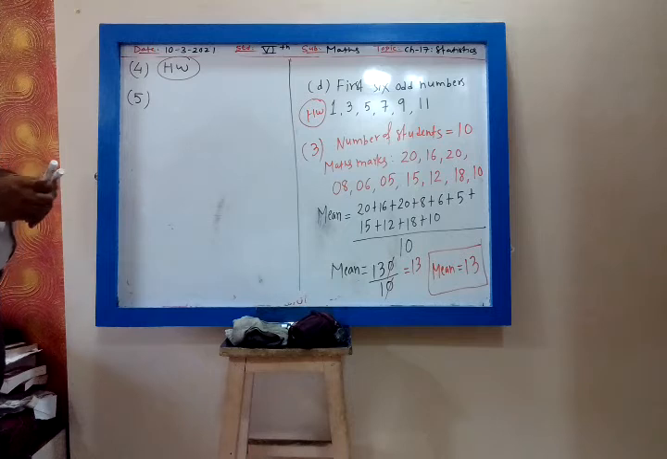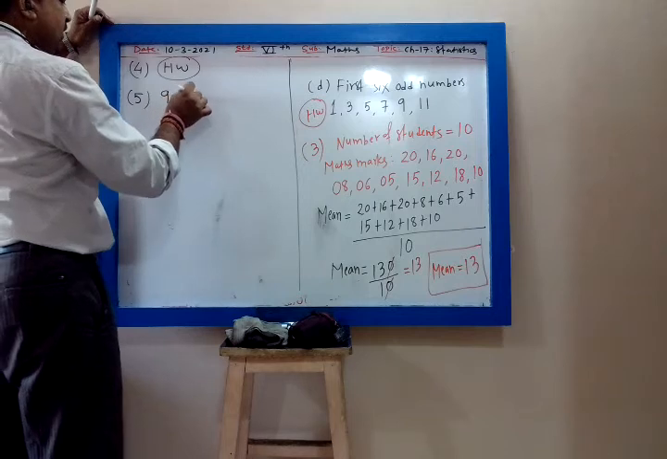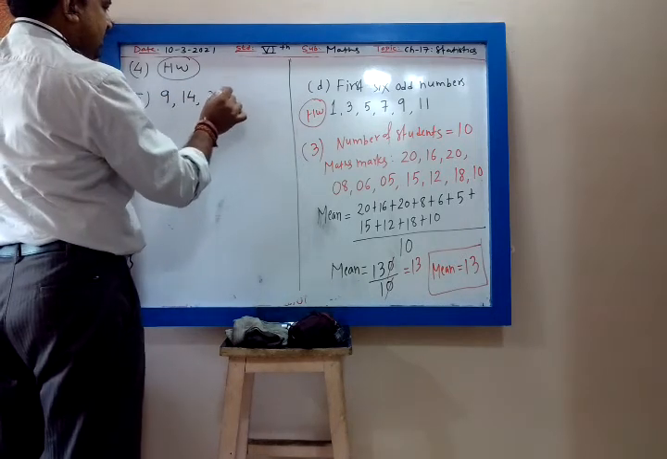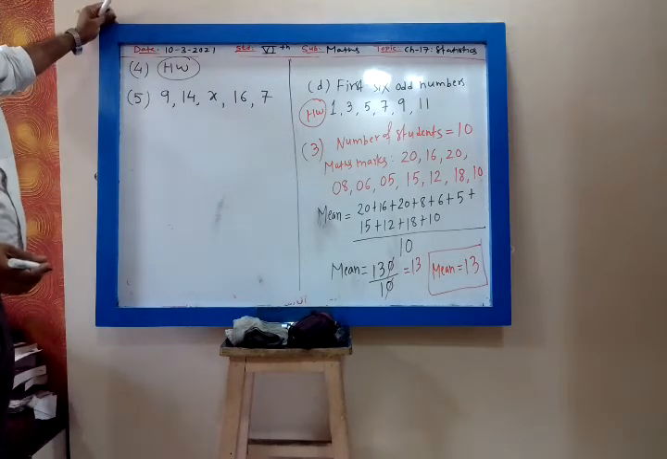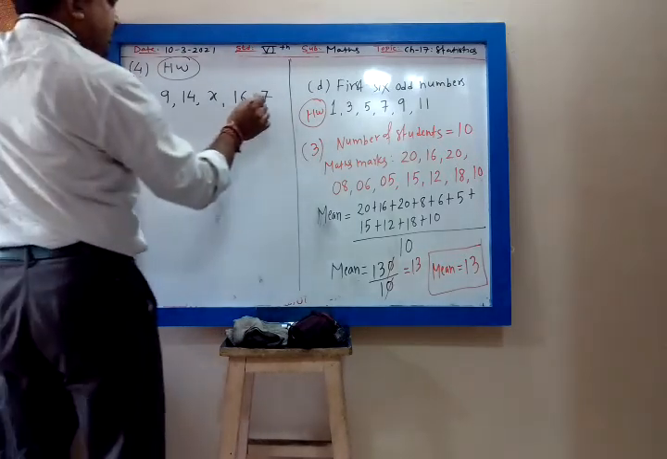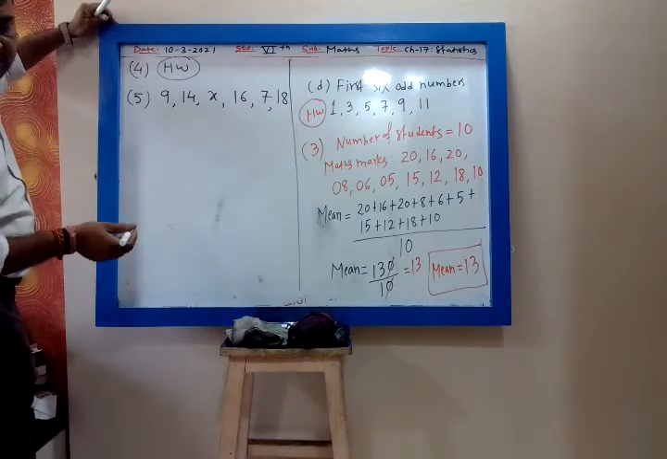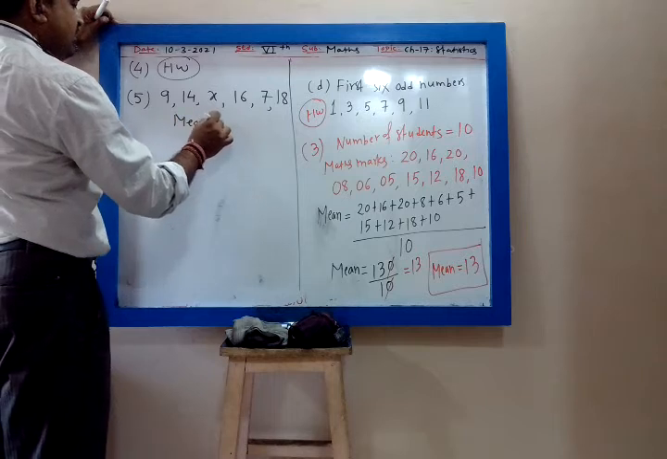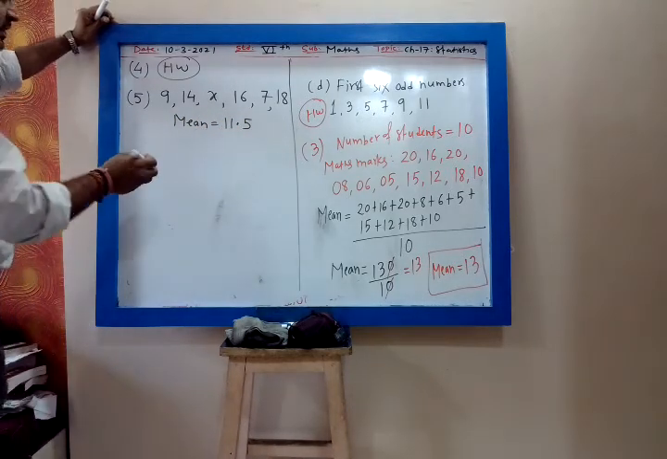You are given the mean of 9, 14, x, 16, 7 and 18. These are values given. Their mean value is given as 11.5. Find the value of x.